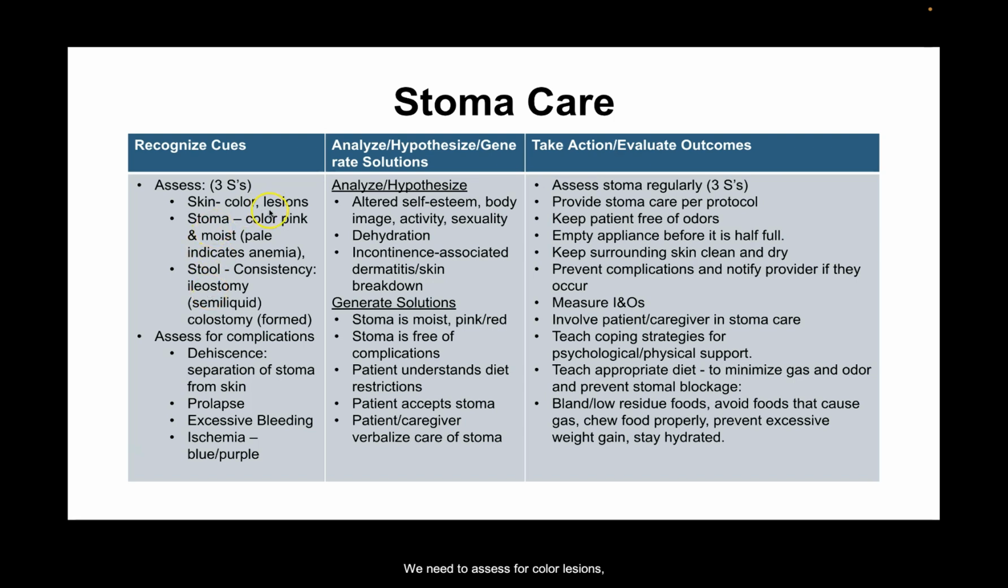So skin, we need to assess for color, lesions, if it's necrotic, we need to check for all of that. Then we need to check the stoma, what the color is. Is it moist, pale? Is it blue, black, right? Is there a prolapse? We need to look for all of that. Stool consistency. If it's an ileostomy, then it's going to be semi-liquid stool. You shouldn't see hard formed stool over there. If it's a colostomy, then you will see more formed stool in the stoma, right? Then you want to assess for complications like the dehiscence, the prolapse, excessive bleeding, ischemia. If it's blue and purple, we need to notify the provider right away.